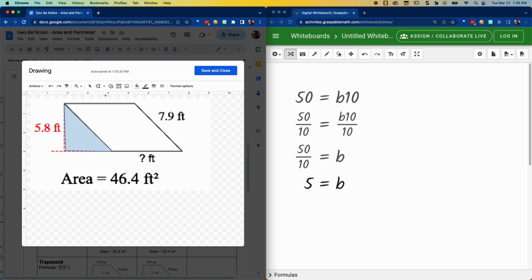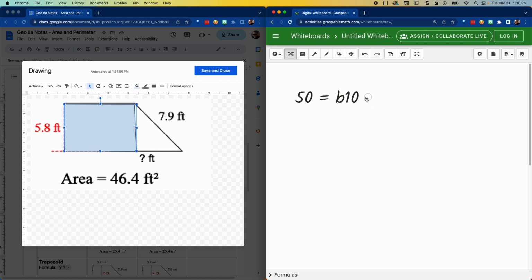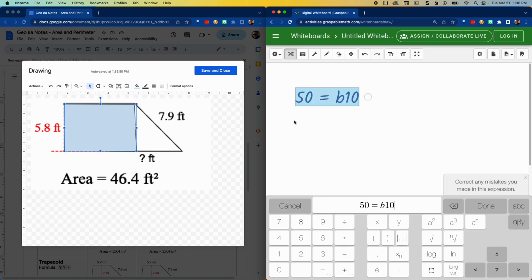What does that do for me? That gives me a shape that looks like this, where the height is 5.8 and the base is still the same as this question mark, but it's just kind of slid over. So now I have 5.8, the area is 46.4. So again, I'm going to be using this same calculation, but instead of the area being 50, now it's 46.4, and the height is 5.8.